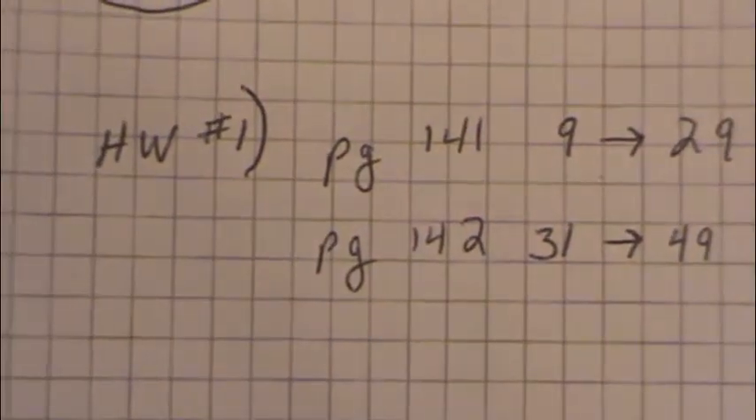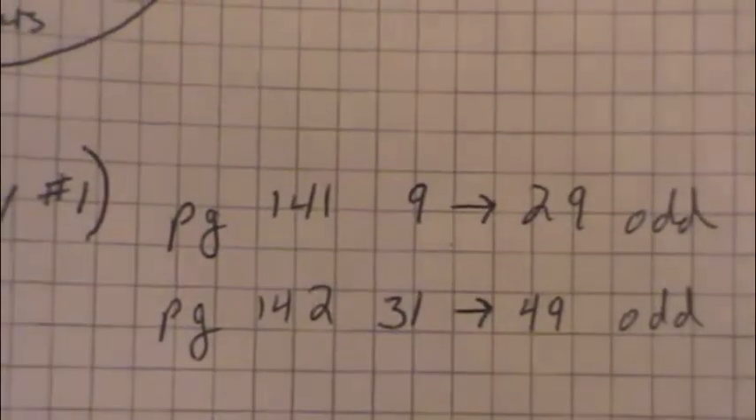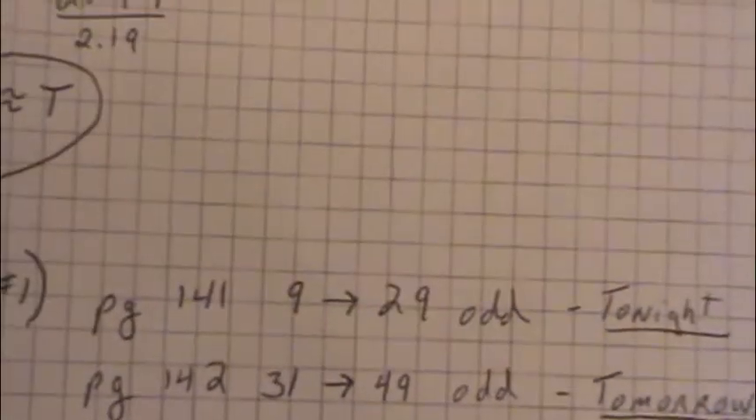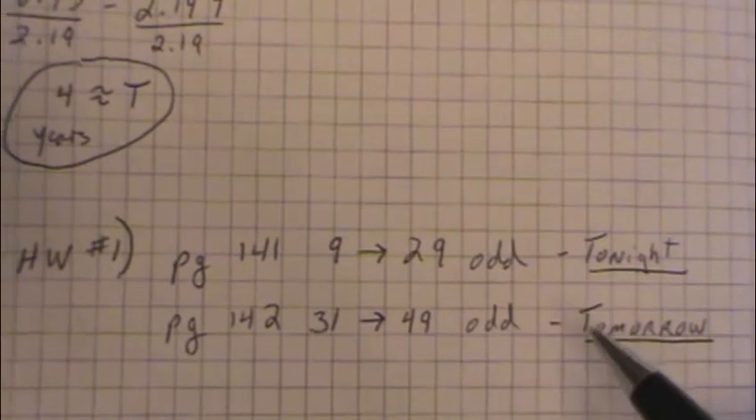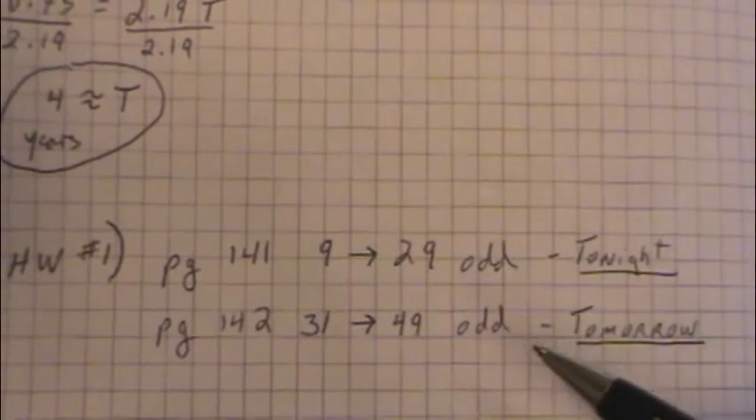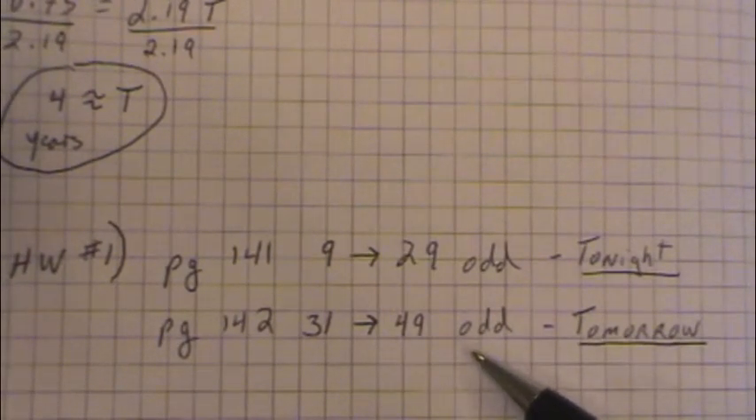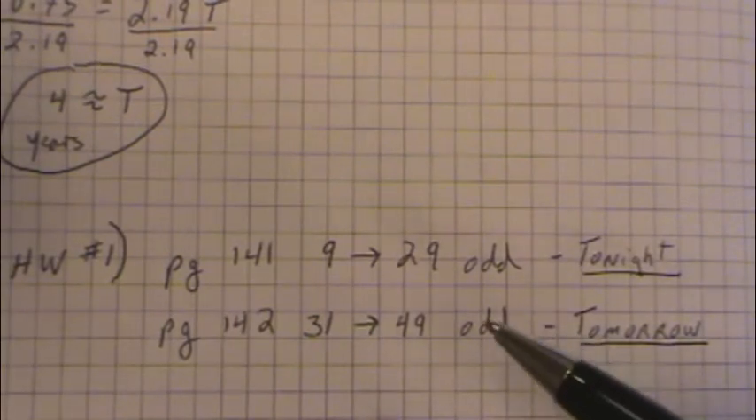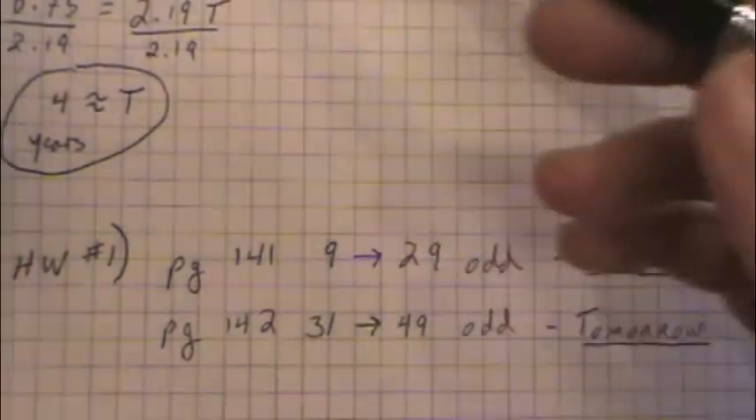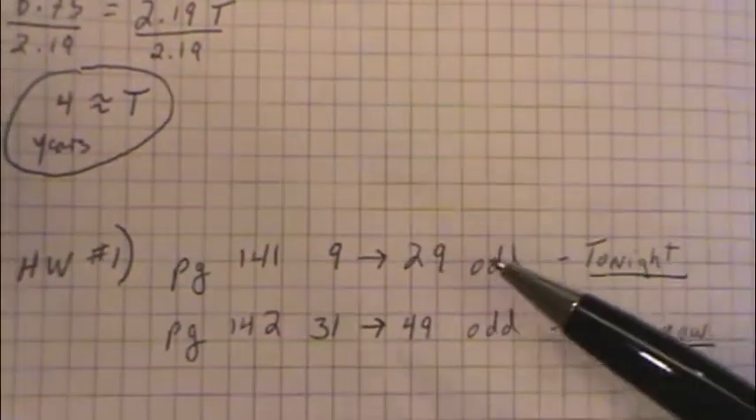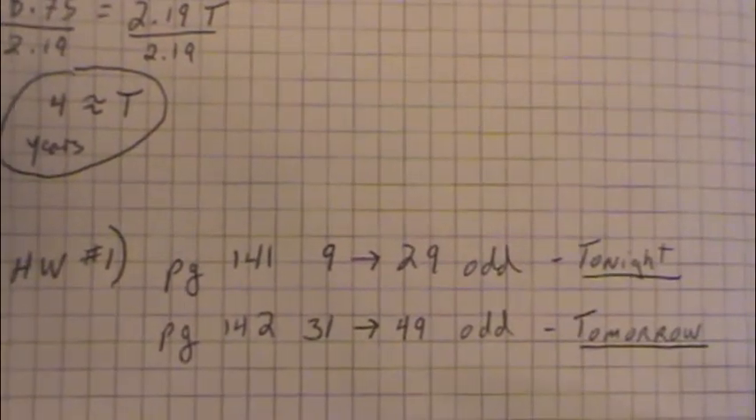I'm not giving you a choice tonight. I don't want you to do either or. I want you to do both. So tonight, I want you to do page 141, 9 through 29 odd. Tomorrow night, no new video to watch. You can come back and review this video if you wish. But I want you to do page 142, 31 to 49 odd. Why are we doing this? Well, because percentages are important things for you to understand. This kind of questions about percentages are all over all of these standardized tests that you're going to start being deluged with, and you need to understand it. So that's what we're doing.